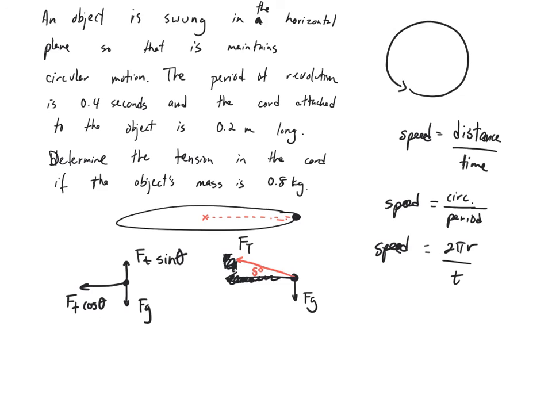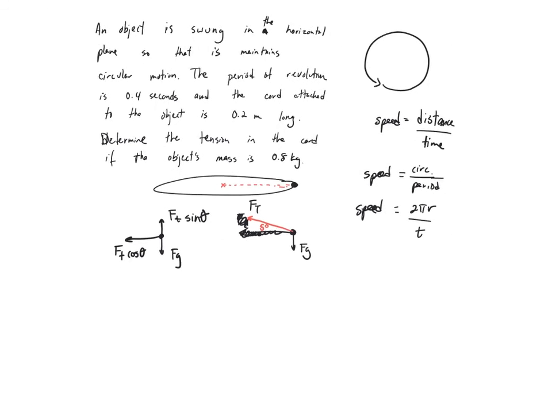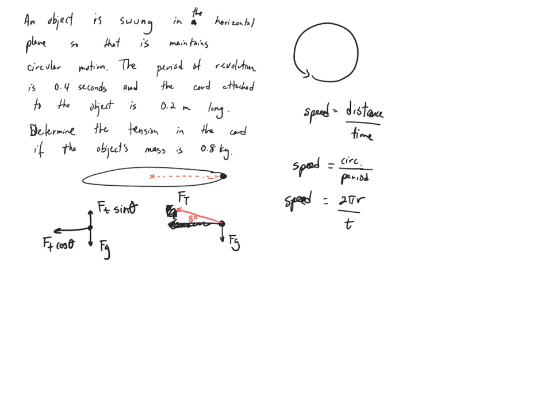I then also said to myself, well, vertically we're in a state of equilibrium, so Ft sine theta pulling up has to equal Fg pulling down. So I drew these two vectors to be pretty much the same length. Then this is my actual diagram I'm going to use in the end. And what does it allow me to do? It allows me to do the following.